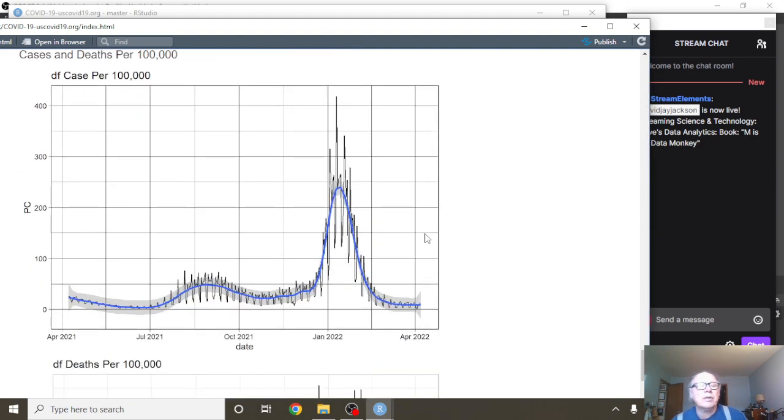Now, the question is for every 100,000 people in the U.S., how many people have COVID-19? Well, this number right here is 50. So this is 25. So somewhere between, say, 10 and 20, for every 100,000 people in the U.S., on average, somewhere between 10 and 25 people have COVID-19.